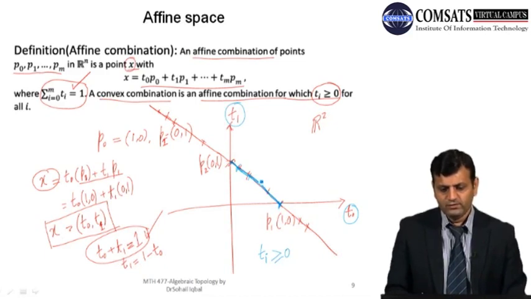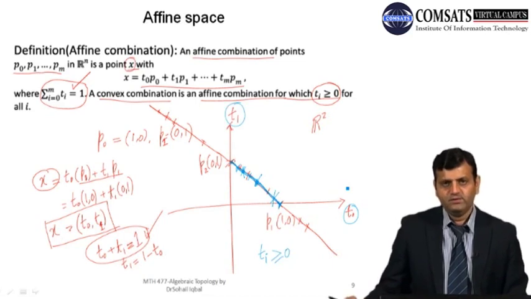Of course, if I have one point on the segment, then this point is a convex combination of these two points P0 and P1. If I have another point, then this point is also a convex combination of these two points. So that's the difference between linear combinations in vector spaces and affine combinations.